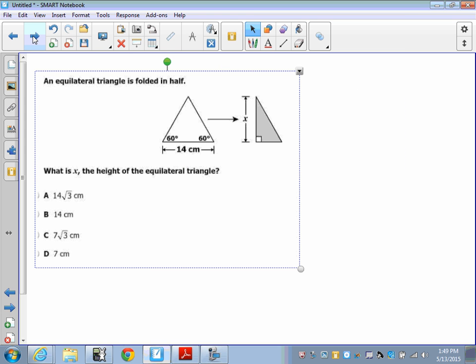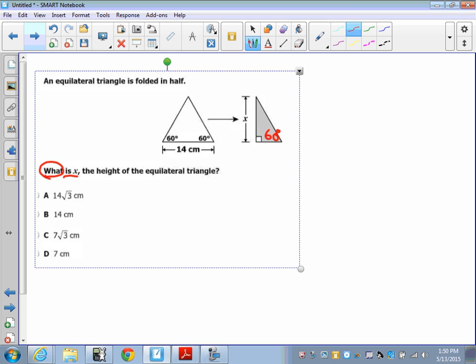So we have this one here. It says, what is x? The height of the equilateral triangle. There are actually 2 different ways you can do this. We'll solve it using Sohcahtoa because we do have an angle.